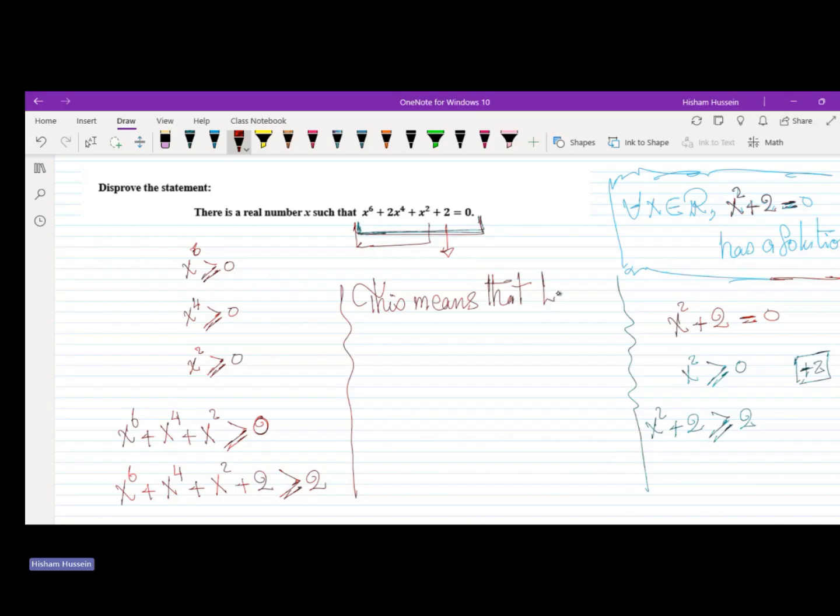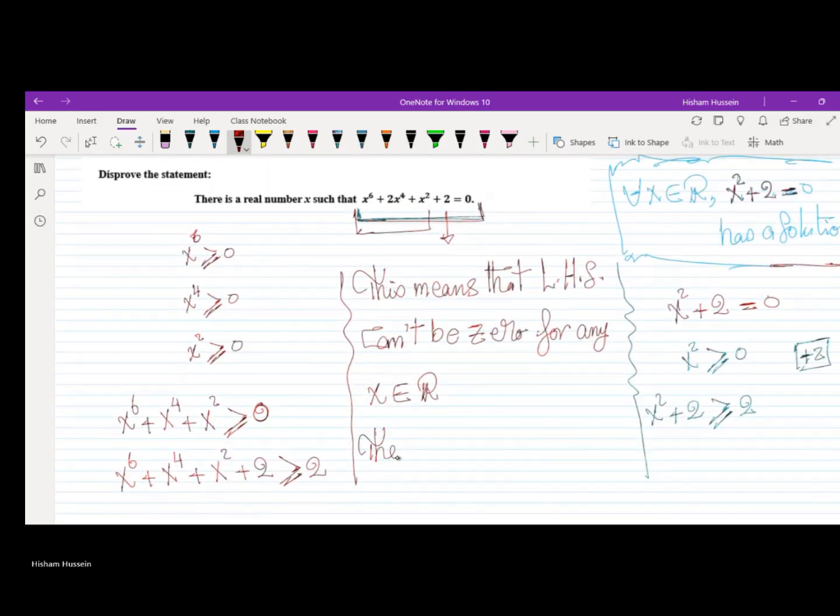the left-hand side cannot be 0 for any values of x, which means that this equation has no solution. That's it.